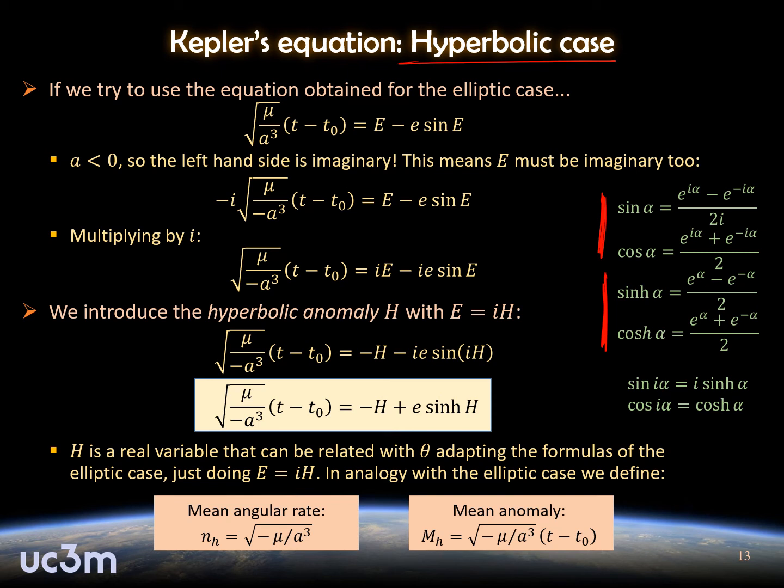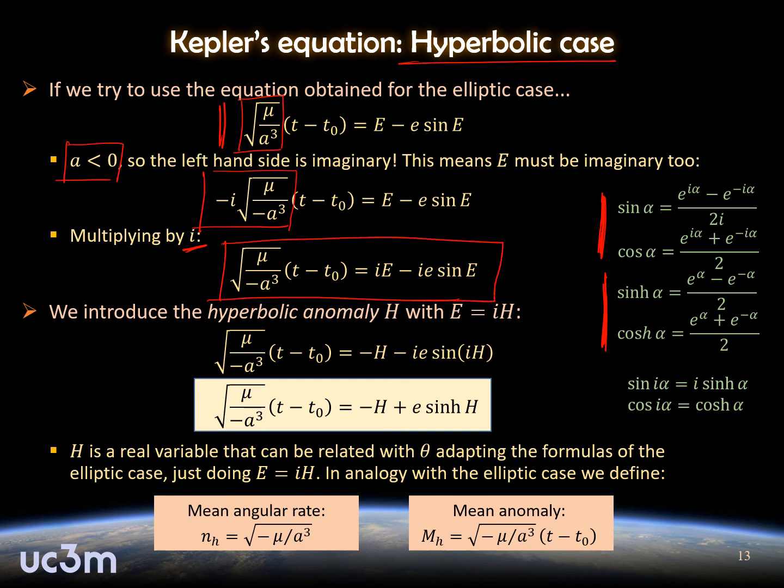To get there, let us first observe that Kepler's equation for the elliptic case is not valid in this form for the hyperbolic case because the left-hand side has an imaginary number. Since the semi-major axis is negative in the hyperbolic case, we should better write it explicitly as an imaginary number like this. If we multiply this equation through by i, we can rewrite it in this other form. So you see that a real E value doesn't make sense in this formula. We need an imaginary E value.